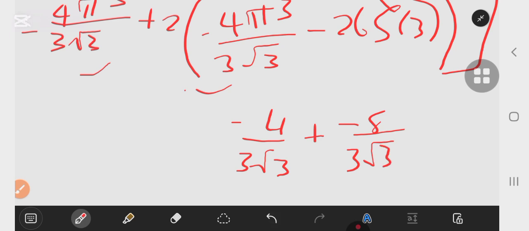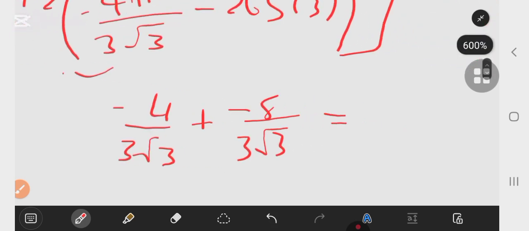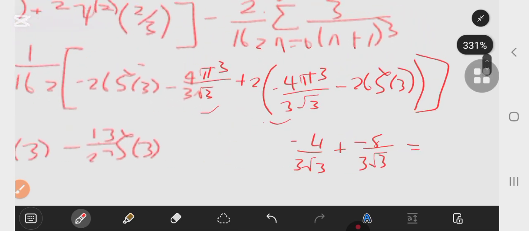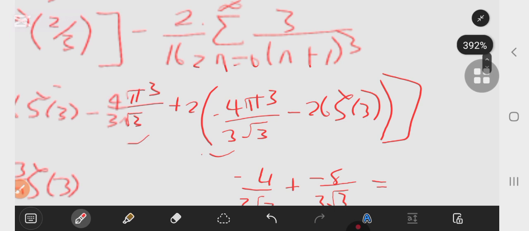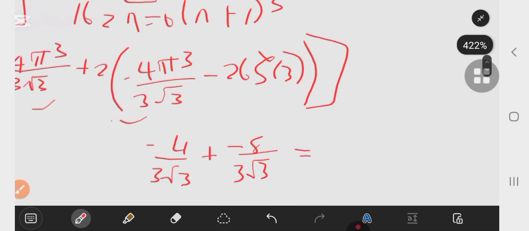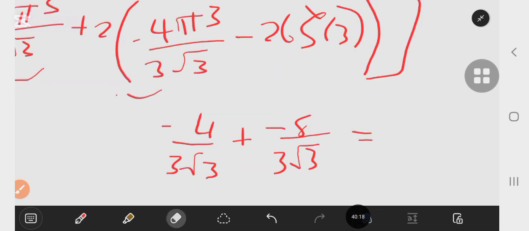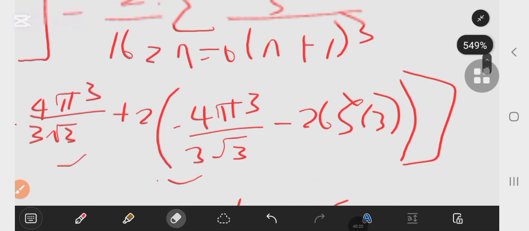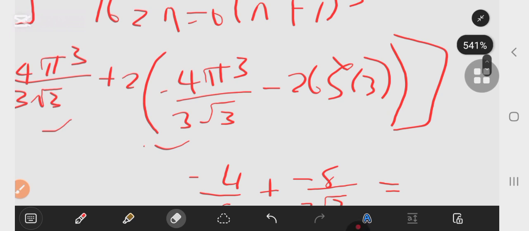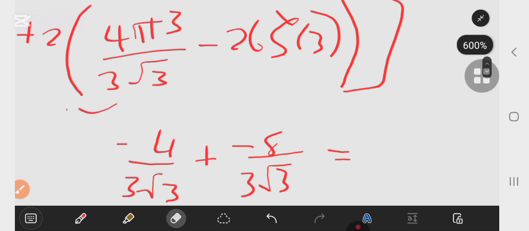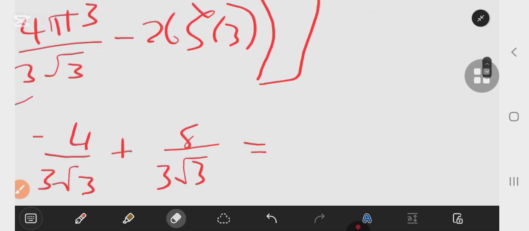So this is minus 12. Okay, please, I left an error here. This was not supposed to be negative, this is positive. So this case is positive. 8 minus 4 is the same as 4, so I'm left with 4 over 3 root 3.